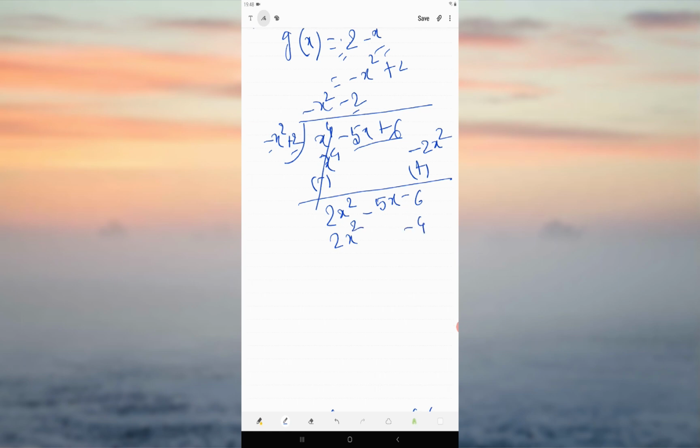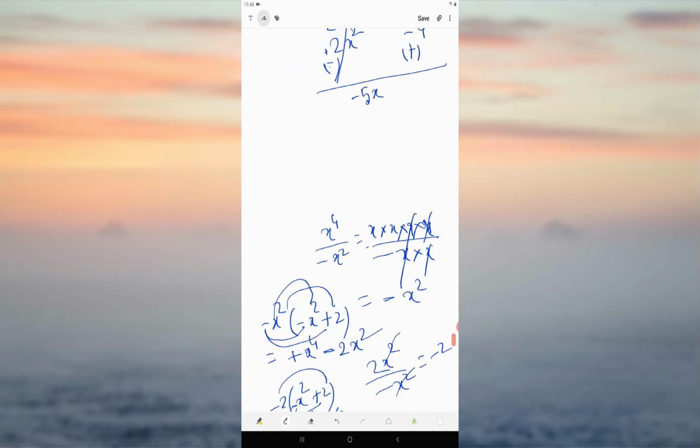This is a constant, so it will come near the constant. Now change the sign. Since this is plus, it will become minus, and this is minus, so it will become plus. Now 2x square minus 2x square, so they cancel out. What is the highest power of x? That will come first, so that is minus 5x. And then minus 6 plus 4. Minus 6 plus 4.